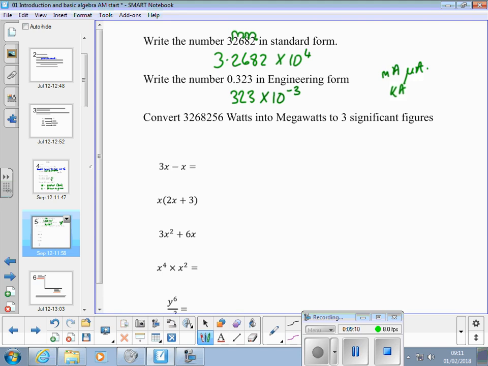So how do we convert 3,268,256 watts into megawatts to 3 significant figures? Well, first of all, let's put some commas in here so we can see. Yeah, you've got 3.268. Anything else?